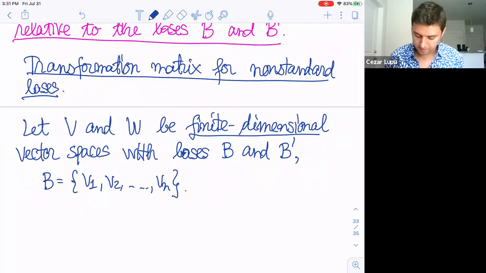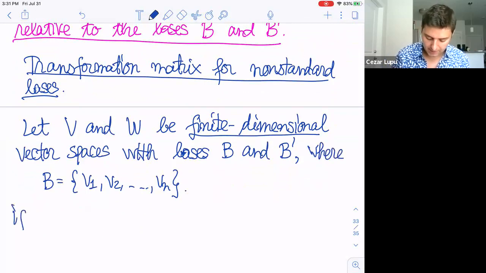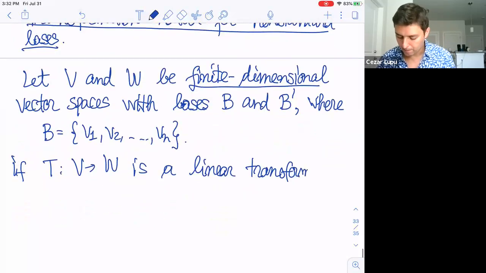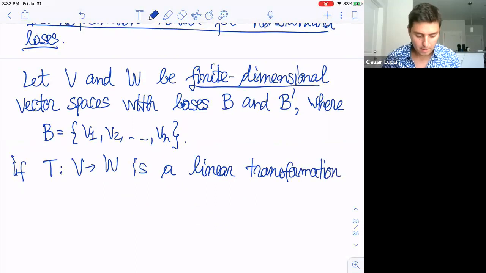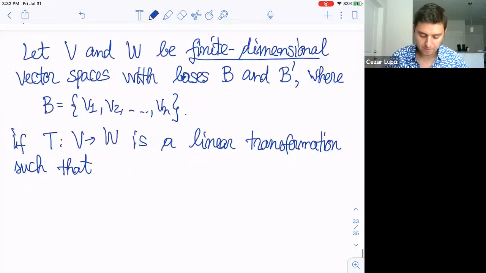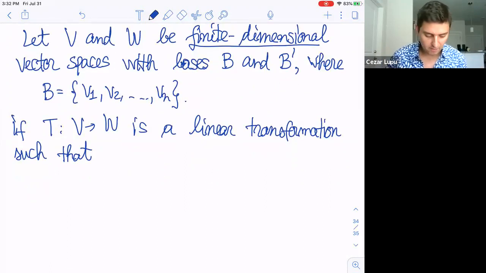And now, if T defined from V to W is a linear transformation such that, again, we will have a similar condition, but this time instead of the vectors, last time we had those vectors V1, V2, Vn were E1, E2, En, which is the standard basis in Rn. So this is just a basis in V.